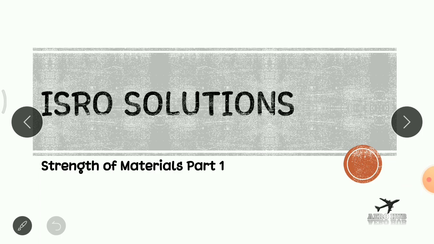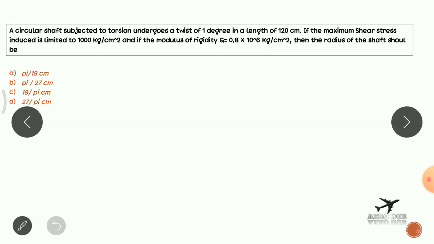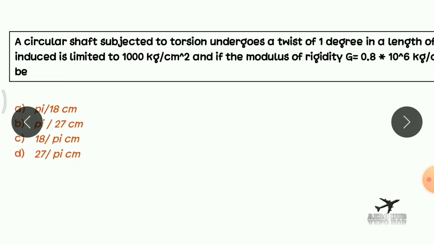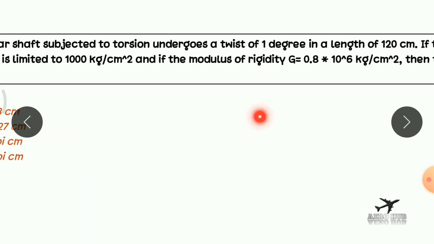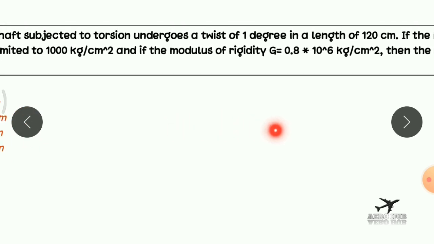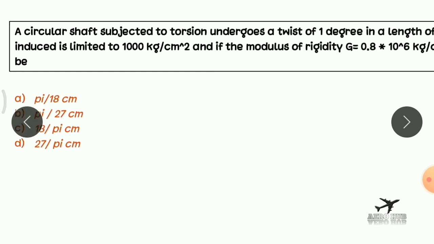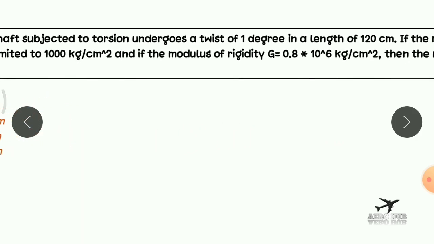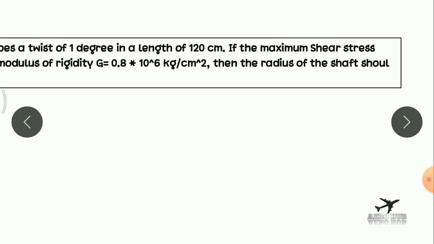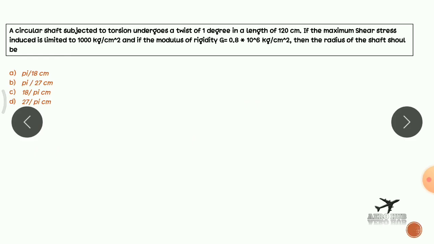So we will go straight into the question, and this question was asked in the ISRO examination 2007. A circular shaft subjected to torsion undergoes a twist of 1 degree in a length of 120 centimeter. If the maximum shear stress induced is limited to 1000 kilogram per centimeter square, and if the modulus of rigidity G is equal to 0.8 into 10 power 6 kilogram per centimeter square, then the radius of the shaft should be. So they are asking to find out the radius.